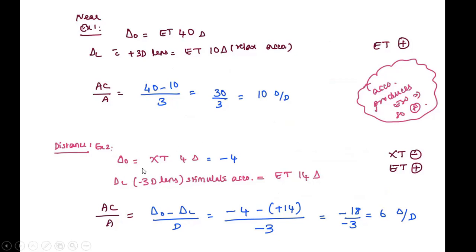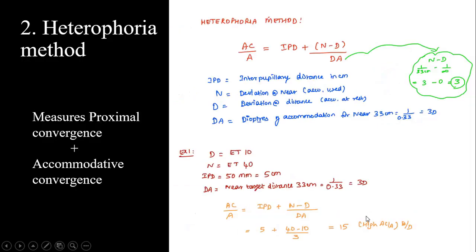For distance, suppose we see exotropia of 4 prisms, and exo we have to take as minus for calculation purposes. For the deviation with the lens, we use a -3 diopter lens because we need to stimulate the accommodation here at distance. So it becomes ET 14 prisms. The deviation without the lens, that is -4, minus +14 because it's ET, divided by the lens that we have used, that is -3 diopter. So it will be 6 prism diopters per diopter of accommodation.